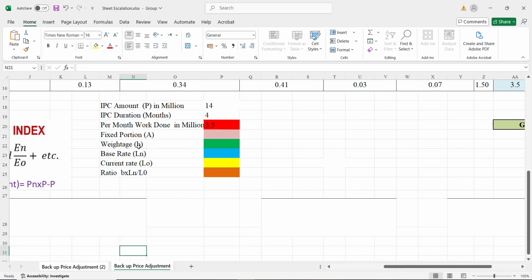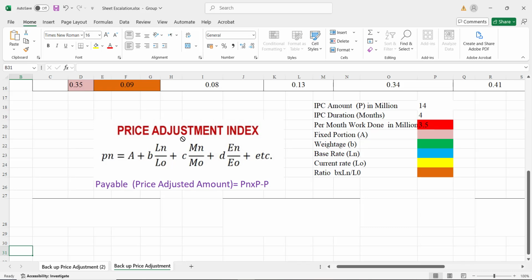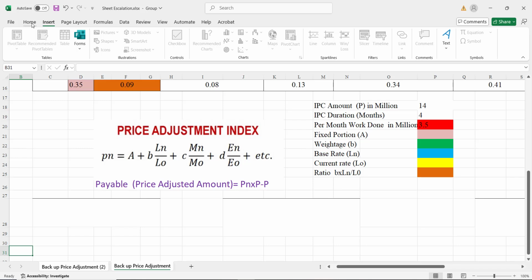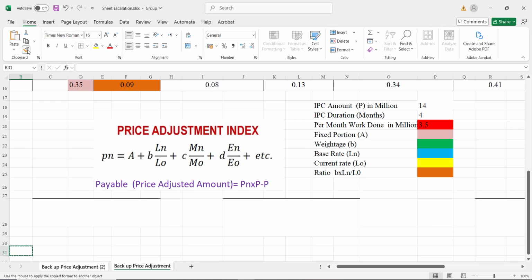Like see here. Okay, so this is actually not working. This is actually the B, and by this ratio we have to calculate for each item. We need to calculate all these for each item individually: steel, concrete, labor, high speed diesel, etc. So then we have to add all these. So this will be the PN.